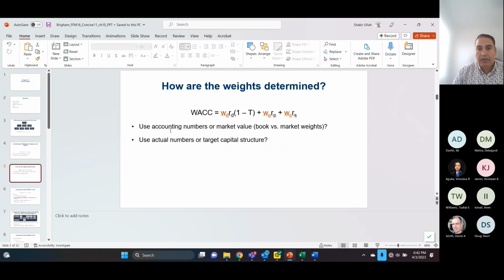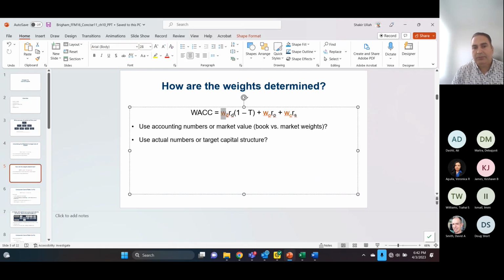Then whenever we have to talk about the weights, like for example, the weight of debt and the weight of preferred stock and the weight of capital or equity capital, we can use the book values of these if no other information is available, but if the problem provides us the market values of debt and preferred stock and equity, then we will use the market values instead of the book values.